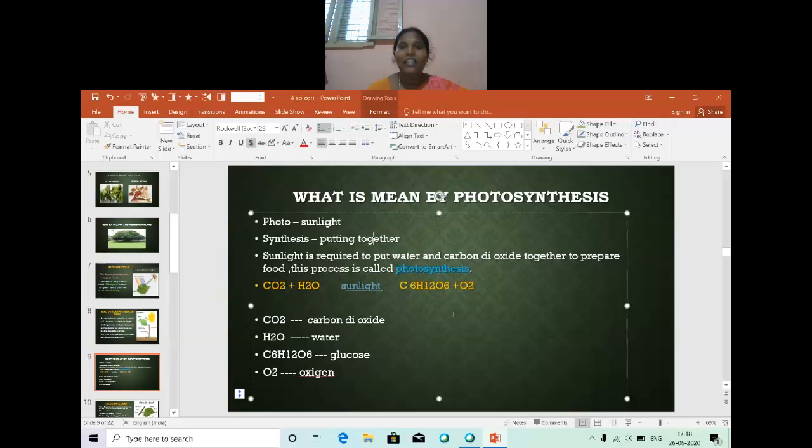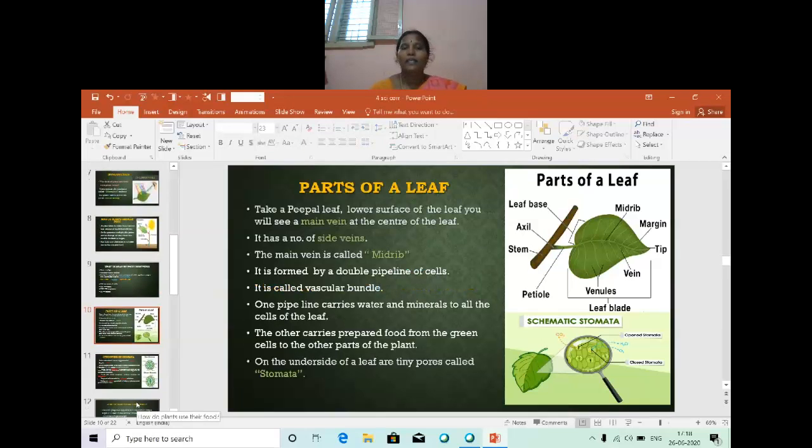That's why we are telling, don't cut the trees. We should save the trees. Can you save the trees, children? Okay, let's go to the next one. See, the next one is the parts of a leaf.